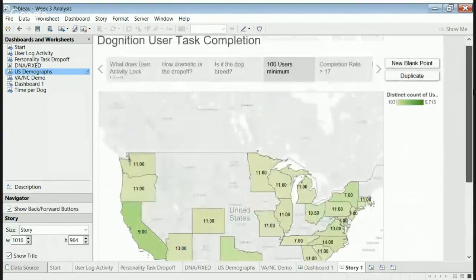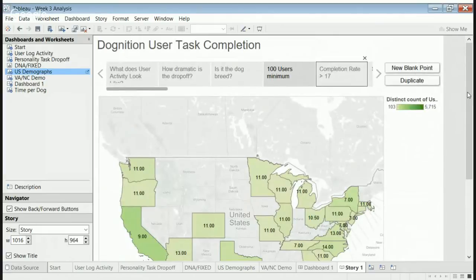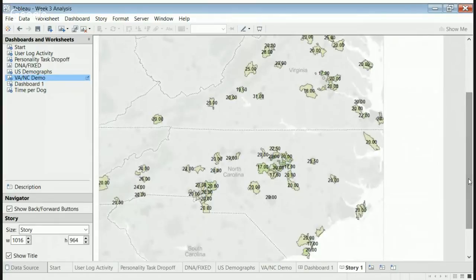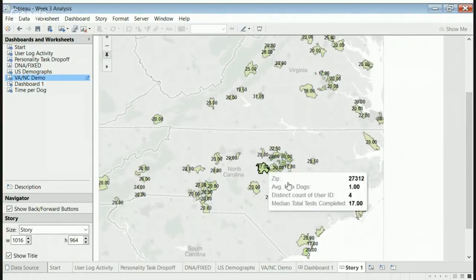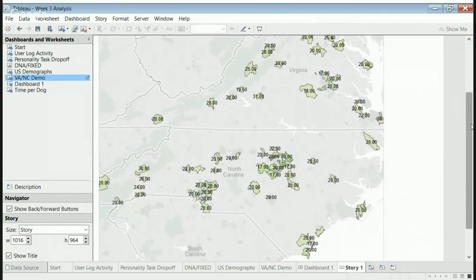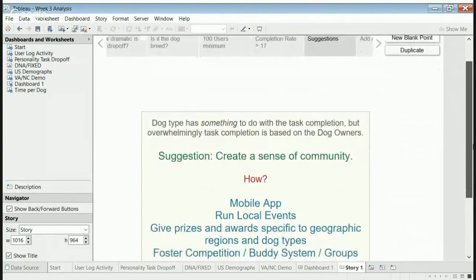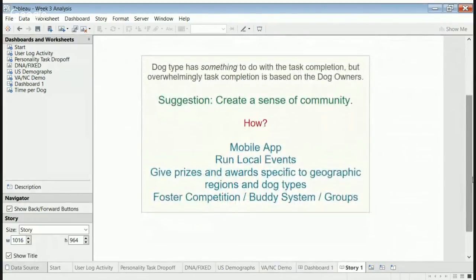If we could focus for a second on North Carolina and Virginia, we'll notice that if we look specifically by zip codes that have a median completion rate of 17 or more, they're clustered around each other. This is significant because currently, to my knowledge, Dognition does not focus heavily on the community around their users. They focus on the science behind it, and they focus on specific dog breeds, and they offer all their data up on the website.